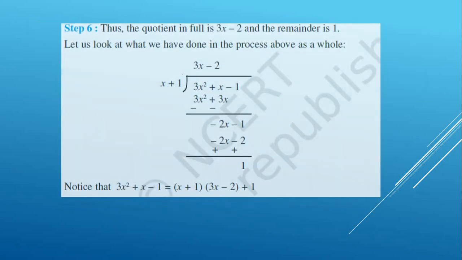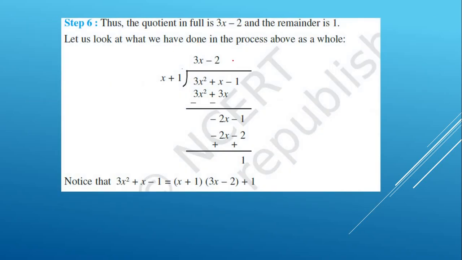In this way, you can see in step number 6 that the remainder is coming 1 and the quotient is coming 3x - 2. The whole division is in front of you. We divided 3x² by x, we got 3x. Then we multiplied by x + 1, we got this term.